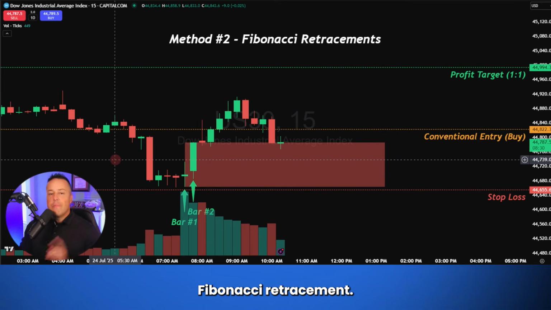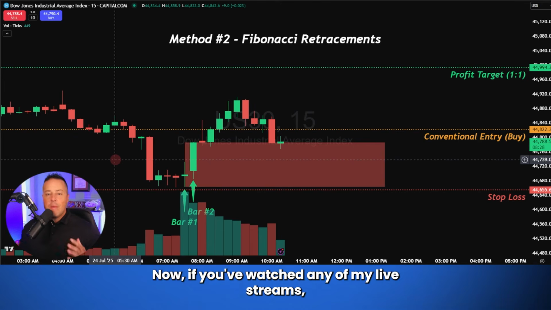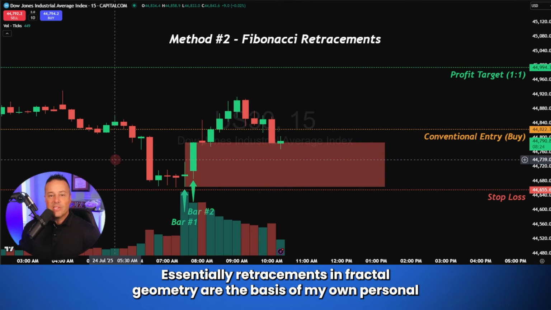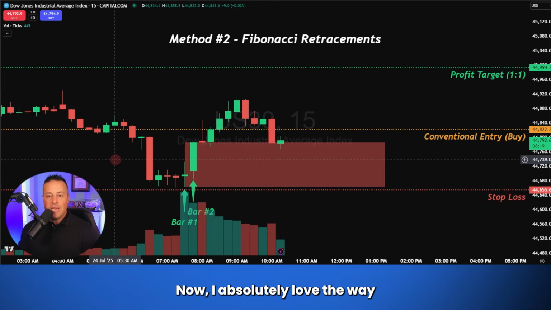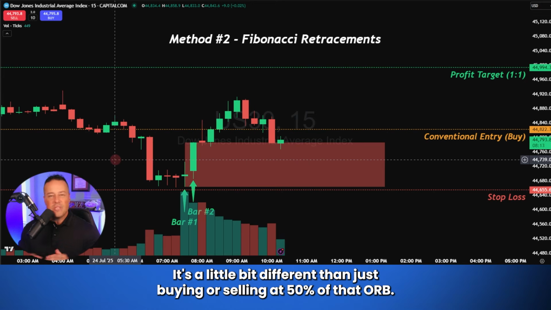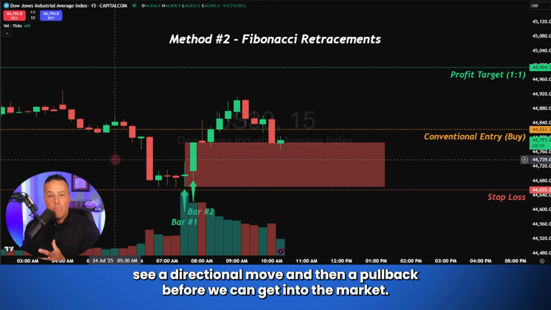Method number 2, Fibonacci retracements. Now, if you've watched any of my live streams, then you know my affection for Fibonacci retracements. Essentially, retracements and fractal geometry are the basis of my own personal trading strategy. I absolutely love the way Fibonacci retracements can be used with the opening range breakout. It's a little bit different than just buying or selling at 50% of that ORB. We're going to need to see a directional move and then a pullback before we can get into the market.